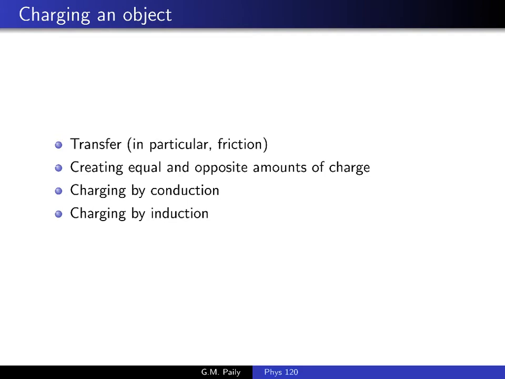How can we charge an object? The different ways of charging an object are the transfer of charge, that's in particular by using friction, creating equal and opposite amounts of charge, charging by conduction, and charging by induction. Both charging by conduction and charging by induction are actually related to the transfer of charge, and we will discuss these after we have learned a bit more about conductors and insulators. For now, let us look at the transfer of charge, that is charging by friction.